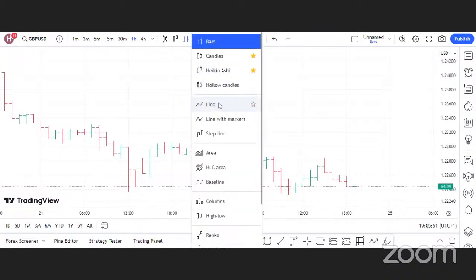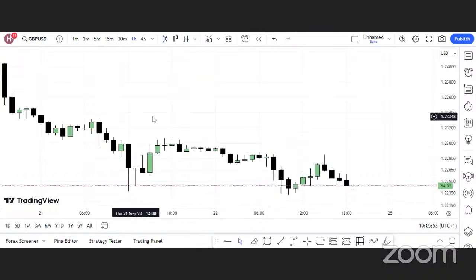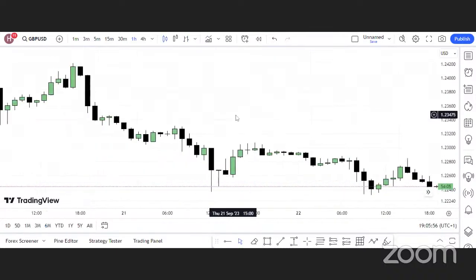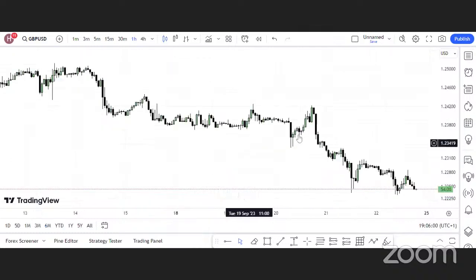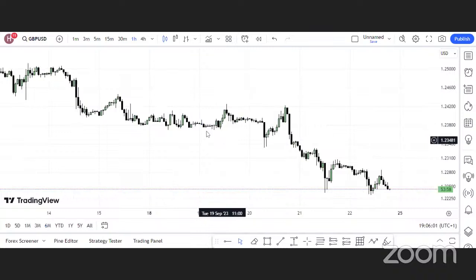Then we have the candlestick chart pattern. This is the most popular chart pattern, which almost all traders use. Even I personally, this is the kind of chart I love making my analysis on. This is the Japanese candlestick pattern. It is the easiest and the most commonly used in making analysis, and this is the chart we are going to be using to make our analysis.